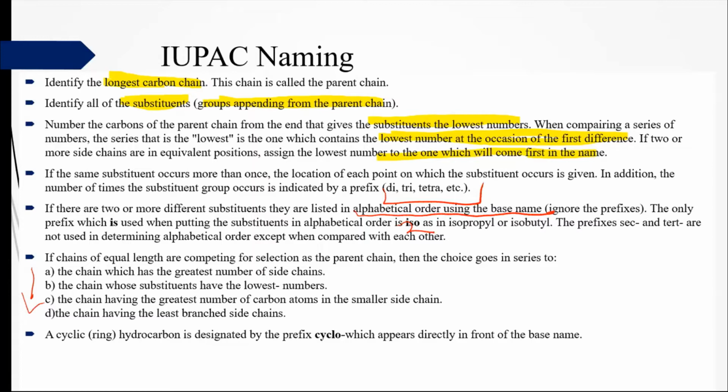So when we're trying to select the parent chain, if there's more than one chain where they're all equal length, then you want to go with the one that has the greatest number of side chains. You want to choose the one whose substituents have the lowest numbers. And then from there, you would choose the one that has the greatest number of carbon atoms in the smaller side chain. And then lastly, you have the one with the least branched side chains. So there's a lot of things going on there. We'll walk through some practice problems so that way you can get the hang of it.